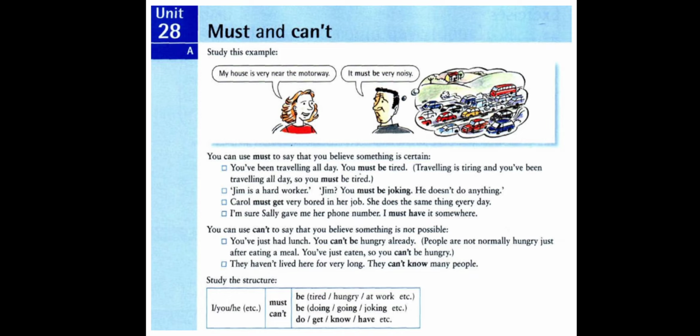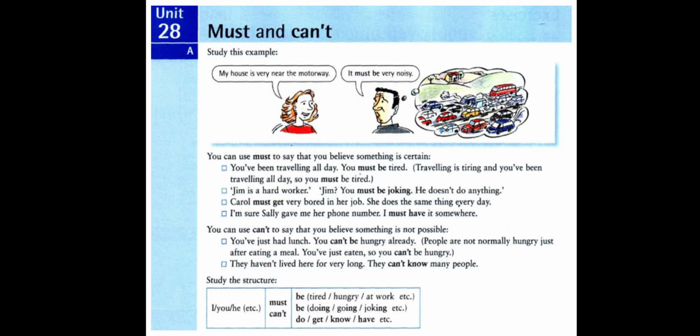Jim is a hard worker. A person says Jim is a hard worker. So the other person says, showing surprise, you must be joking. He doesn't do anything. The other person knows that he doesn't do anything, so he concludes, or he expresses his belief and says, you must be joking. To express inference or your belief or opinion, you may use must plus the base form.